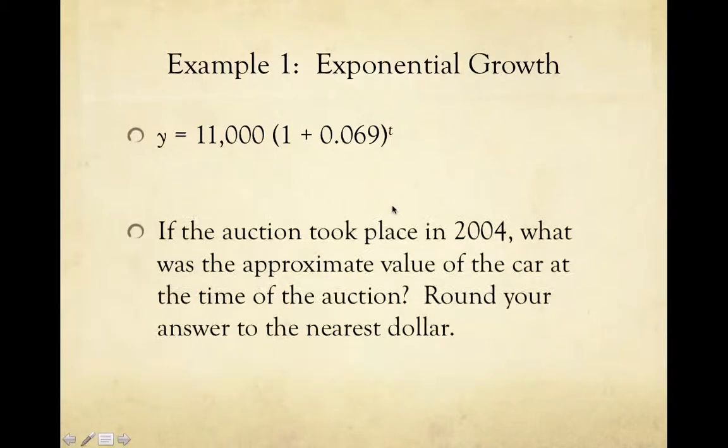Okay, now I can use this to answer the next question. If the auction took place in 2004, what was the approximate value of the car at the time of the auction? Round your answer to the nearest dollar. Okay, so now what would we put in for the t if the auction is taking place in 2004? Well, since the beginning of this whole scenario started in 1984, 2004 would be 20 years later, and therefore 20 is going to be our time value. So 20 goes in for t.